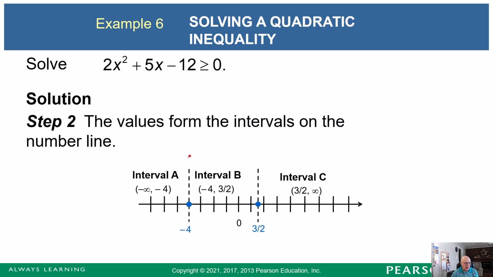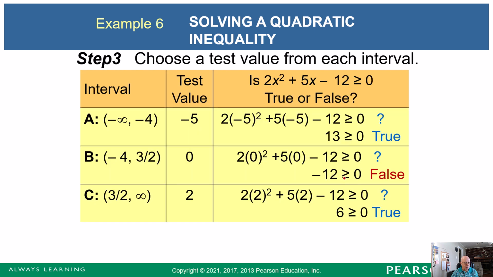Here's where those 2 numbers split the number line into 3 pieces, A, B, and C. And you end up trying to choose a test value. We chose 0, which was in area B, because it was easy to work with. And that turned out to be false. That means the other 2 are the correct ones.